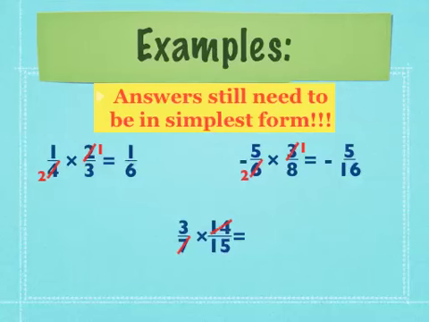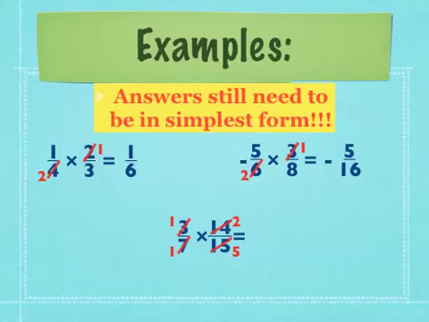If you look at 14 and 7 and divide both by 7, 14 divided by 7 is 2, and 7 divided by 7 is 1. Now when you cross out 3 and 15, which are both divisible by 3, 3 divided by 3 is 1, and 15 divided by 3 is 5. Now when you multiply straight across, we're going to multiply what we've changed the numbers to.